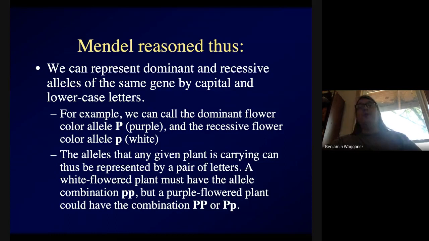A purple flowered pea plant could be homozygous, which means it's got 2 of the dominant purple alleles, and we could write that capital P, capital P. Or a purple flower plant could be heterozygous and have 1 purple allele and 1 white allele, and we write that capital P, lowercase p. I usually just say big P, little p. It's easier to say. That would be a heterozygous plant that has the two alleles of the pair being different alleles.